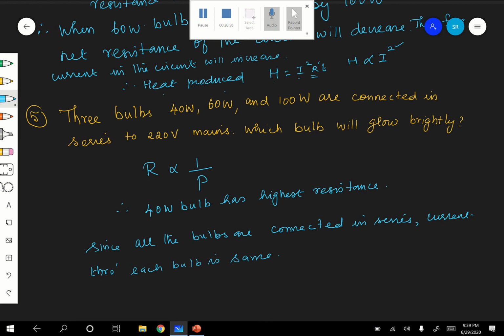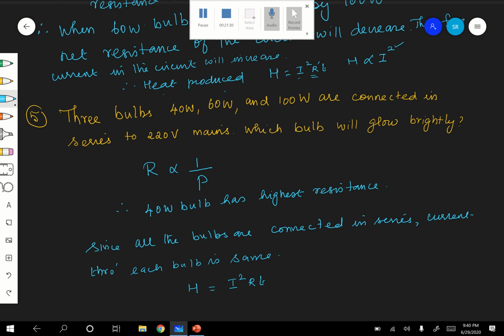Therefore, which draws more heat or more power? That bulb glows brightly. Are you following? Therefore, more heat is produced here. What is the heat produced? H is equal to I squared RT. I is the same here.